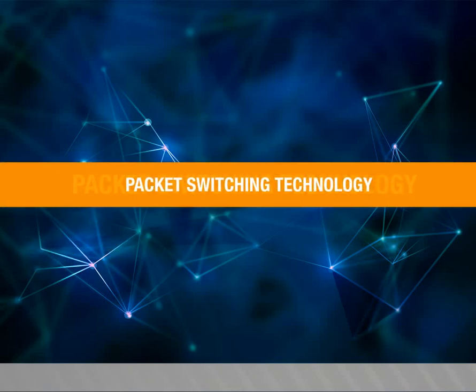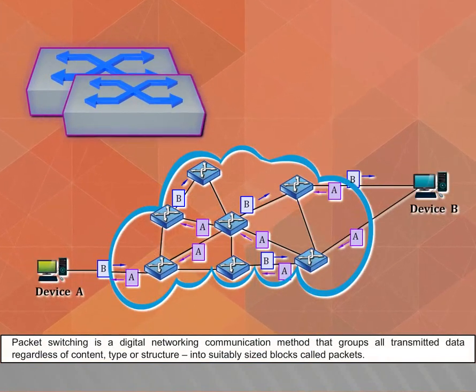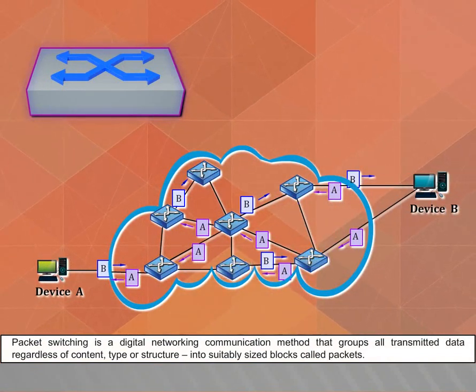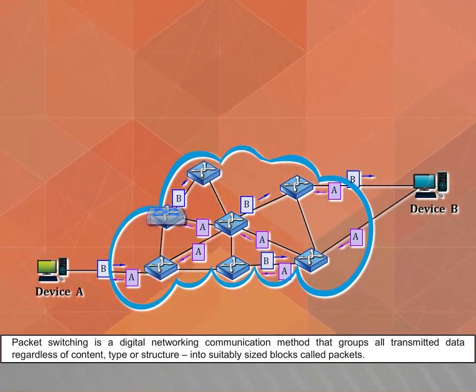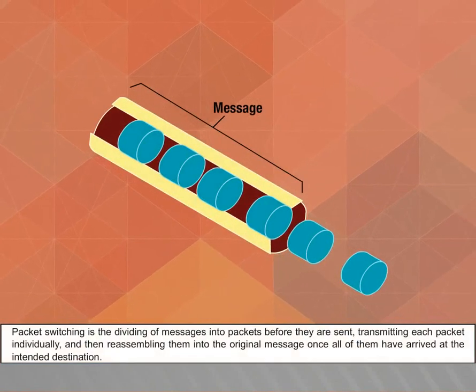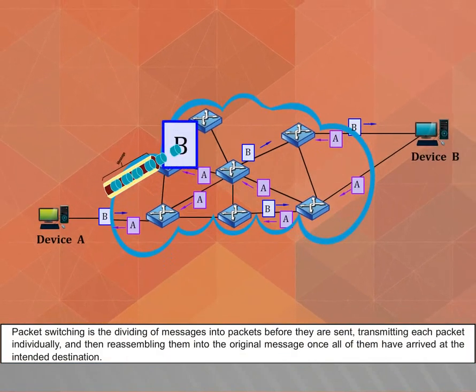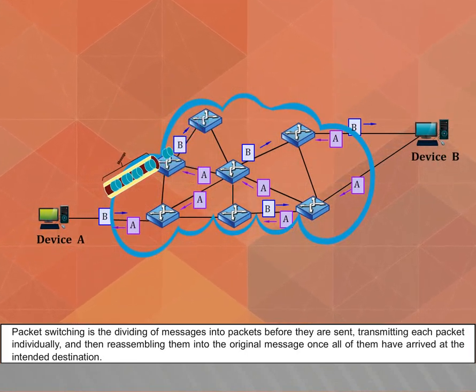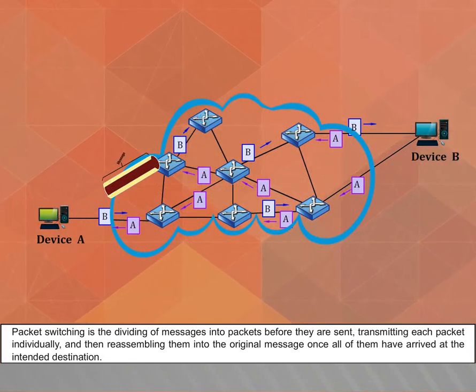Packet switching technology. In this video, we are going to see about packet switching technology. Packet switching is a digital networking communication method that groups all transmitted data, regardless of content, type, or structure, into suitably sized blocks called packets. Packet switching is the dividing of messages into packets before they are sent, transmitting each packet individually and then reassembling them into the original message once all of them have arrived at the intended destination.